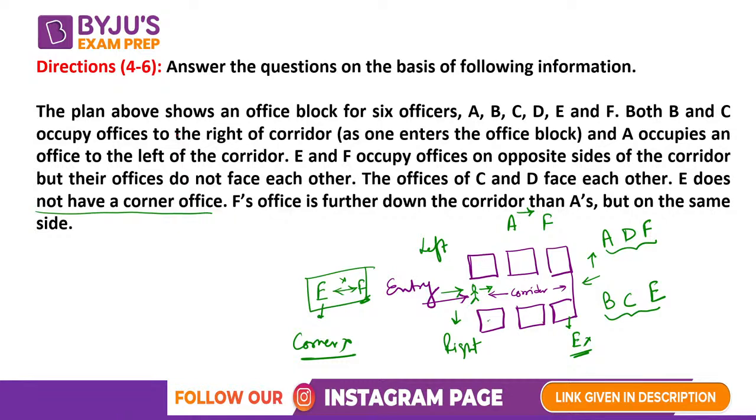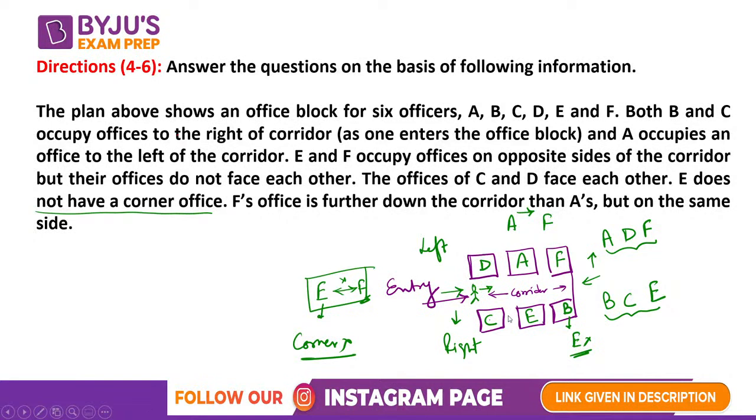So can I say the only possibility that we can have is C is here, D is here, right? E is not having a corner office, so E must be here. E also must not be facing F, so F must be here. So A has to be here now and B has to be here, and that makes the complete combination. We do not have any other possibilities apart from this.